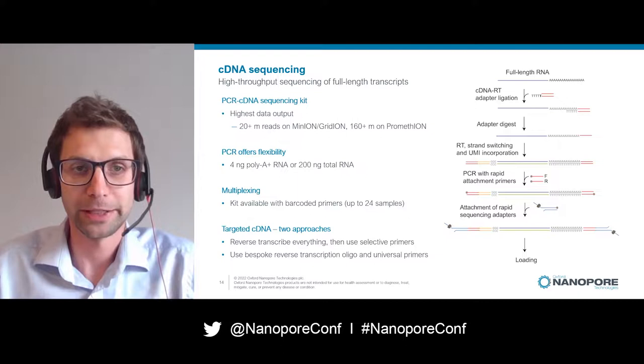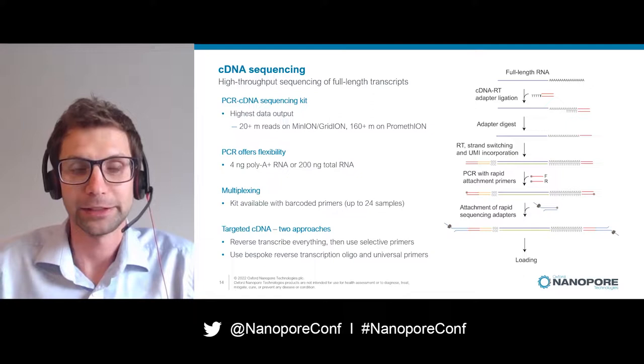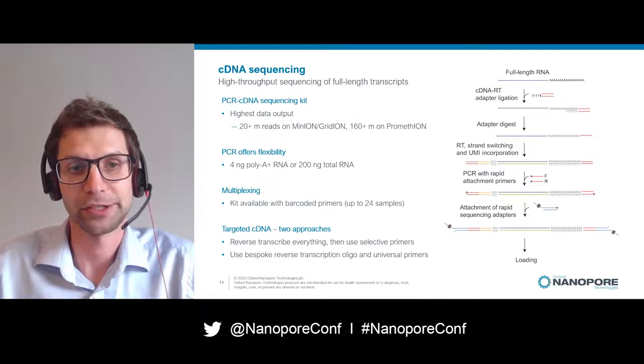Then we perform the reverse transcription, generate cDNA, and then amplify the double-stranded cDNA with specific primers that include rapid attachment chemistry. So then we can, in the final step, attach the sequencing adapters in an enzyme-free manner, just like we would do with our rapid chemistries.